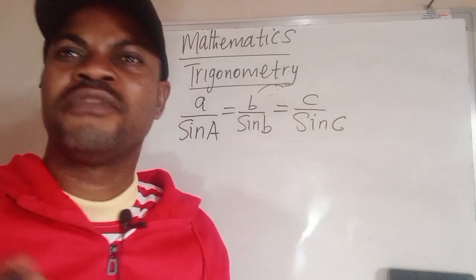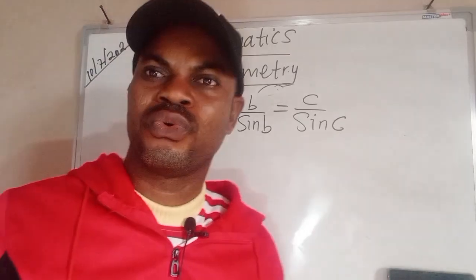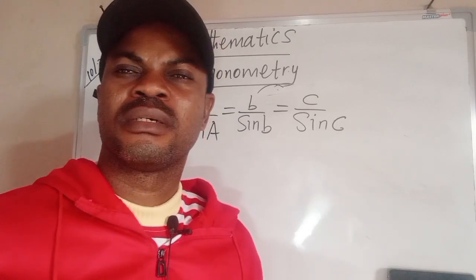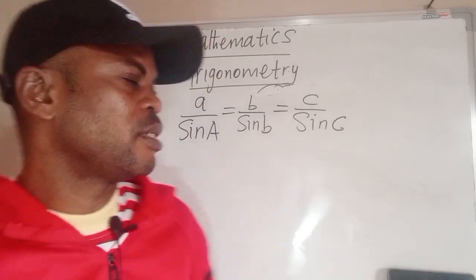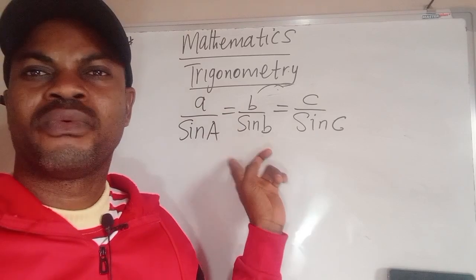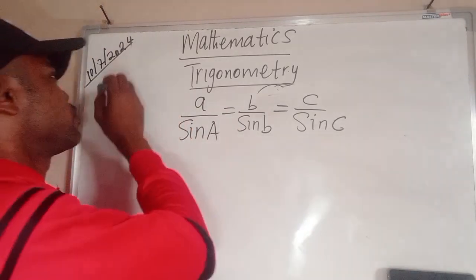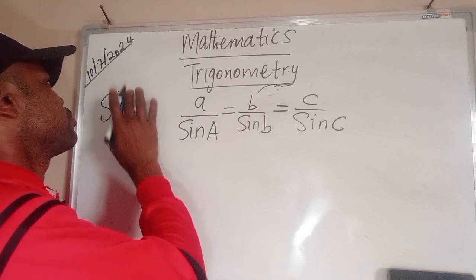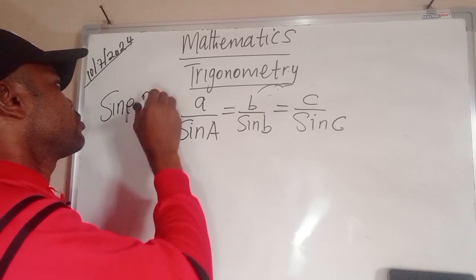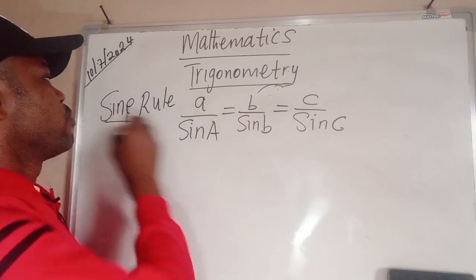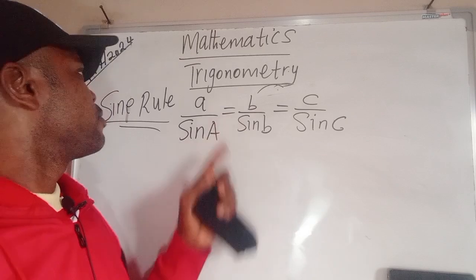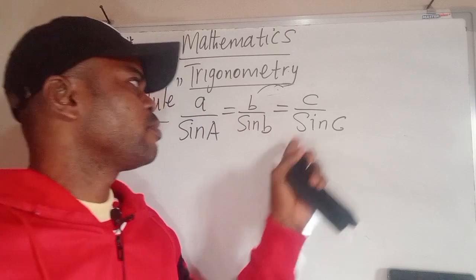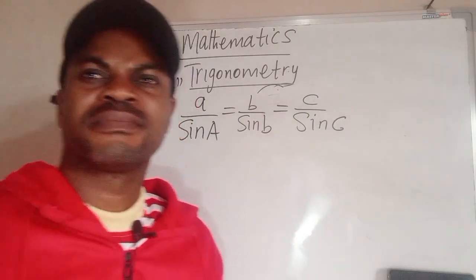What I'm saying is this: if it happens to be an acute triangle or obtuse triangle you observed, the formula that comes to mind is the sine rule. This is a sine rule, saying that A all over sine A is equal to B all over sine B equal to C all over sine C.